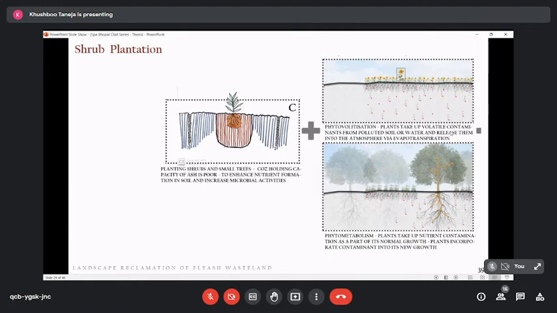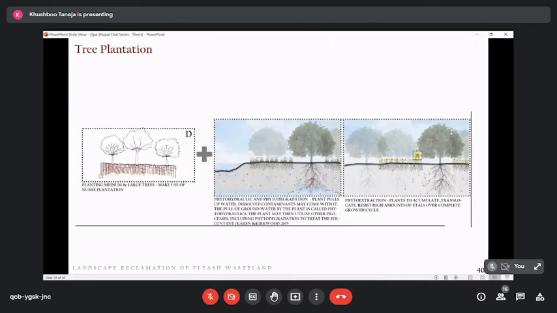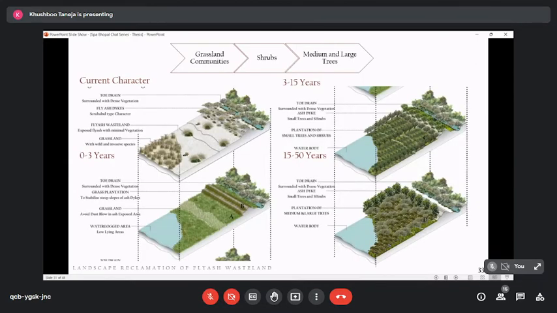So this is how we do shrubs, and then once we have a little stable soil, we start to plant trees. First we plant small trees, then medium, then large. The other mechanisms involved here are phytohydraulics, phytodegradation and phytoextraction. Plants actually have the capability to break down these elements and turn them into something better. So this was how I was envisioning to go further.